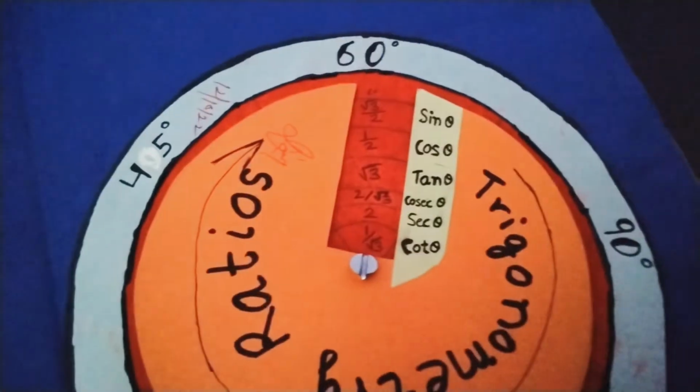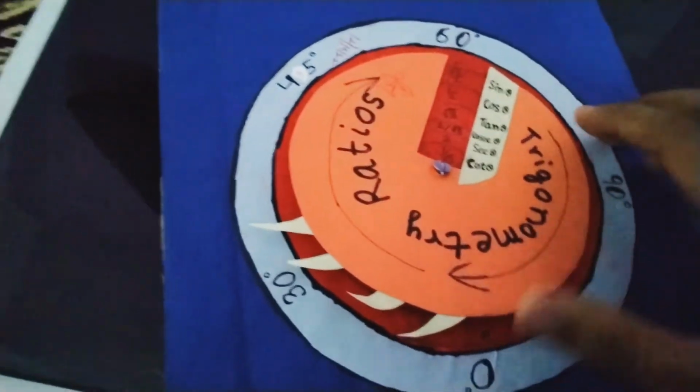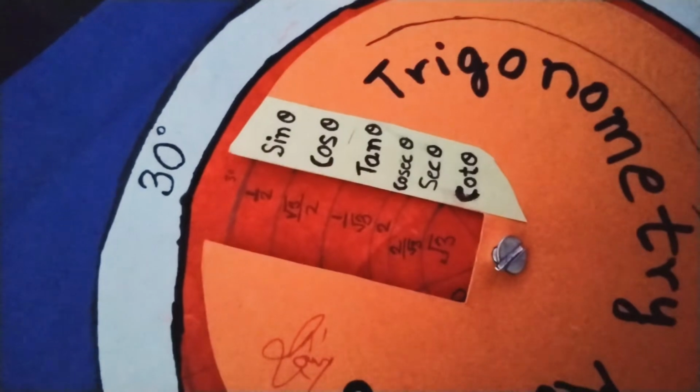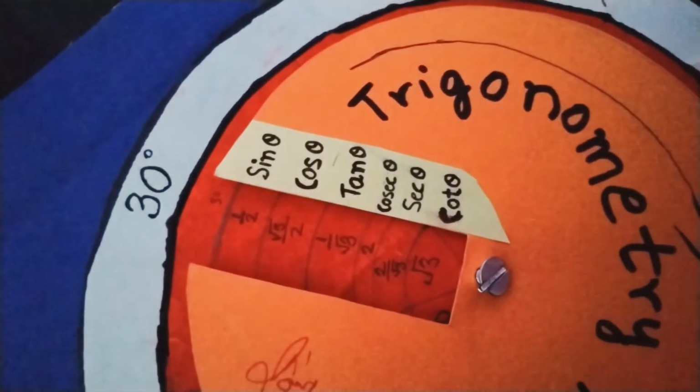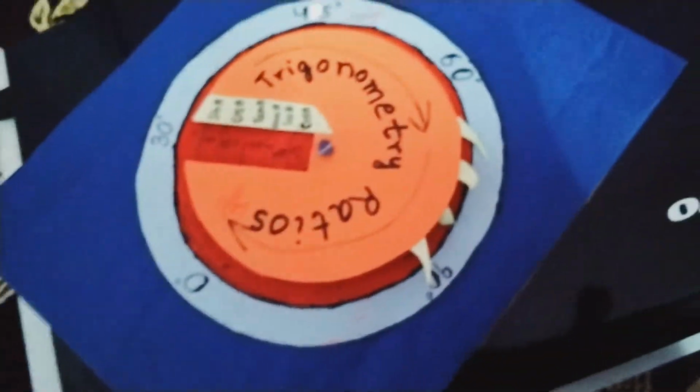We take one more example. For example, we want to find out the value of cos 30 degree. Then we will just rotate it towards 30 degree. So here we can see that the value of cos 30 degree is root 3 by 2.